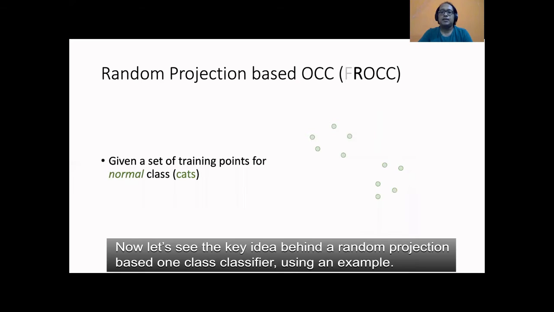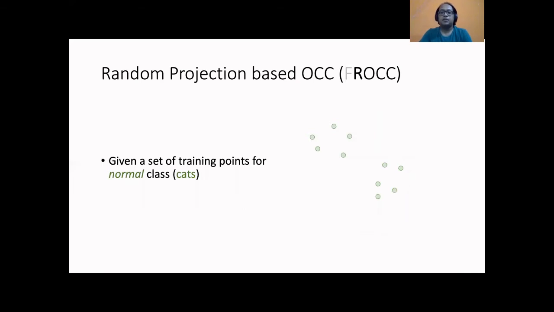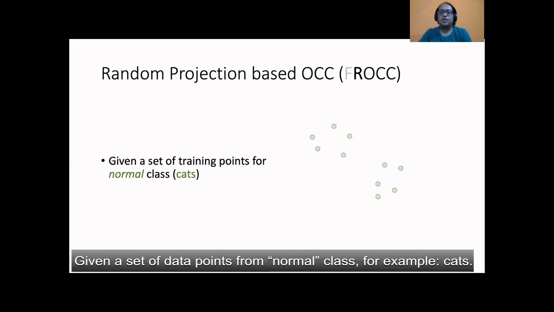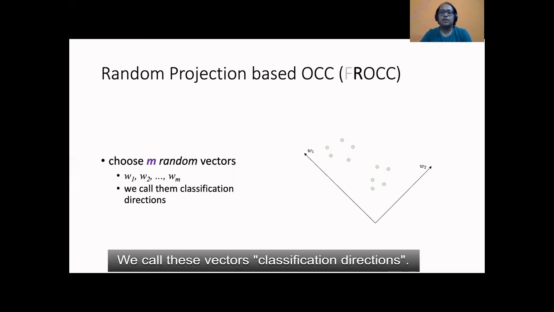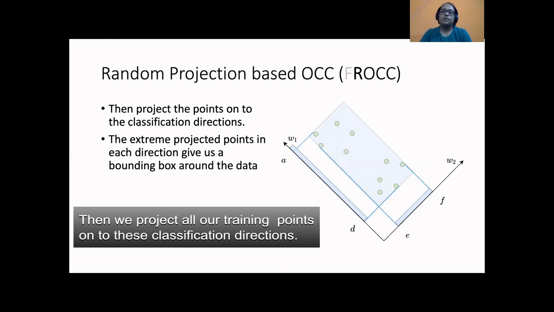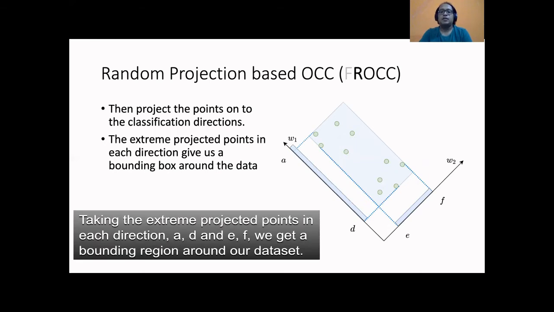Now let's see the key idea behind a random projection-based one-class classifier using an example. Given a set of data points from the normal class, for example, cats, we choose m random vectors. In this example, they are W1 and W2. We call these vectors classification directions. Then we project all our training points onto these classification directions. Taking the extreme projected points in each direction, A, D, and E, F, we get a bounding region around our dataset.